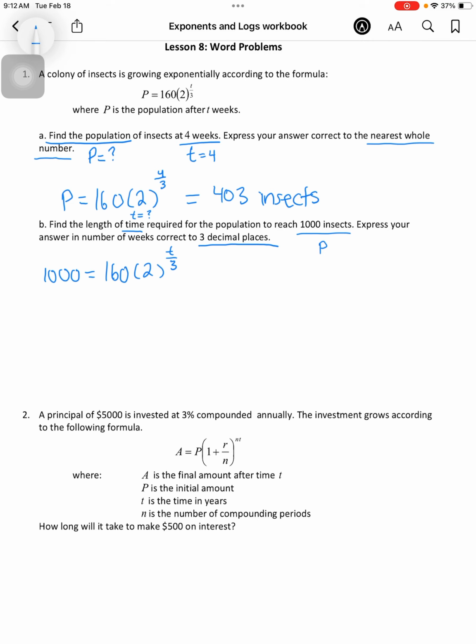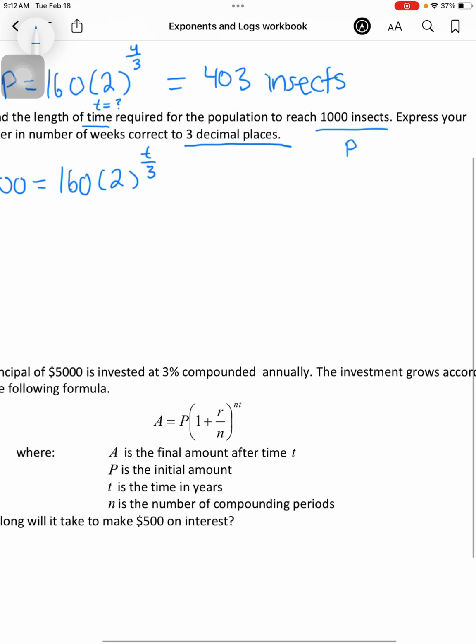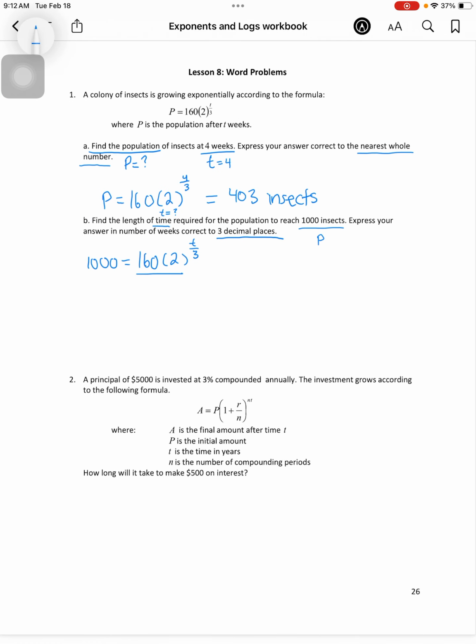So first thing is you want to get rid of the 160 because it's being multiplied by the base number that's attached to the T. So you're going to divide both sides by 160. Here, 160 divided by 160. And that gives you 6.25 equals 2 to the power of t over 3. Now at this stage, you should be able to use logs on both sides because there's just a base number attached to the t. So here, we use log.